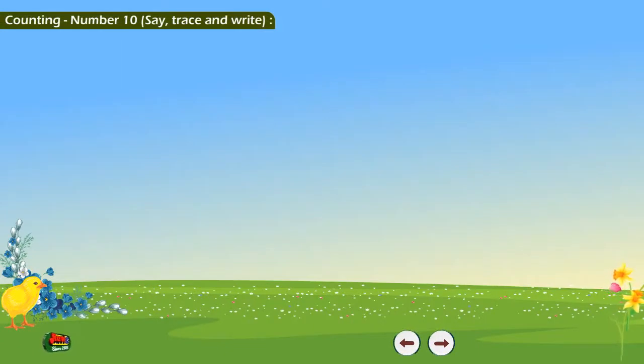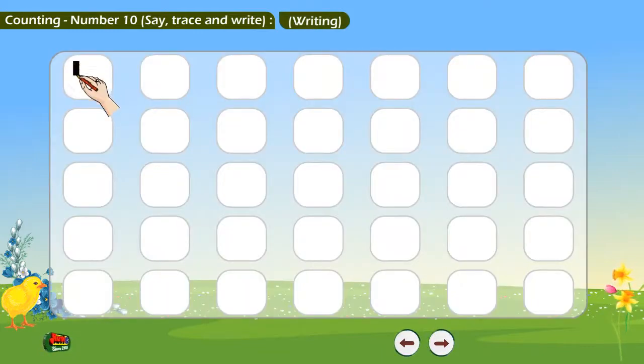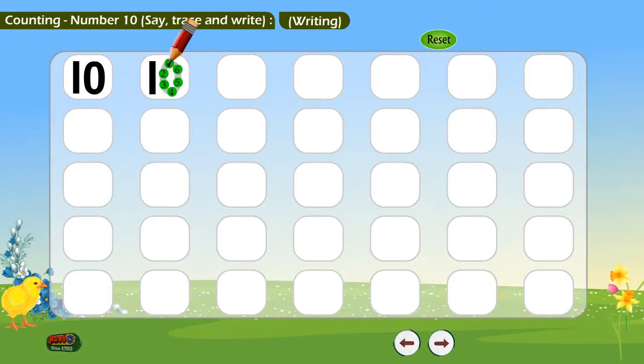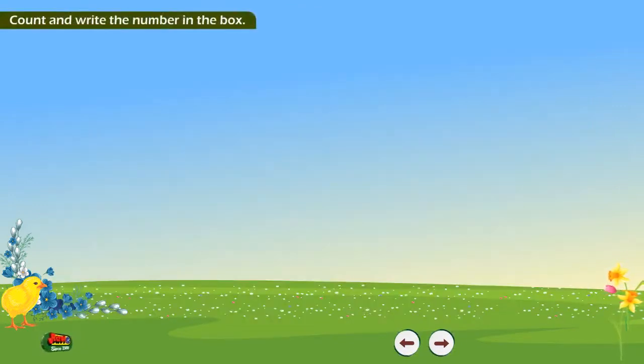Counting number 10. Say, trace and write. Writing. Count and write the number in the box. Representation.